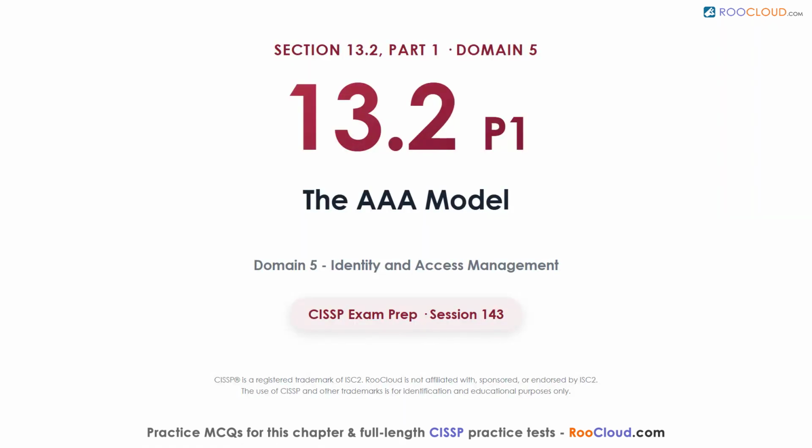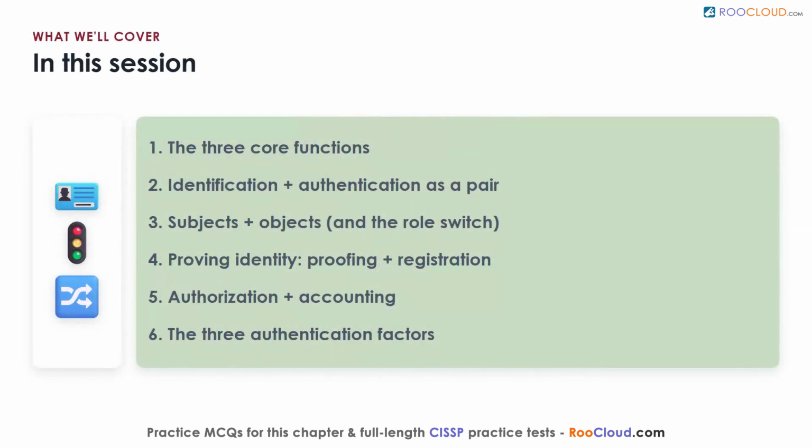Welcome to Section 13.2, Part 1. This is the 143rd session of the CISSP Exam Prep series. This part lays the groundwork for how systems recognize and trust the people and things that ask for access. In this session, we'll unpack the core model behind access control.